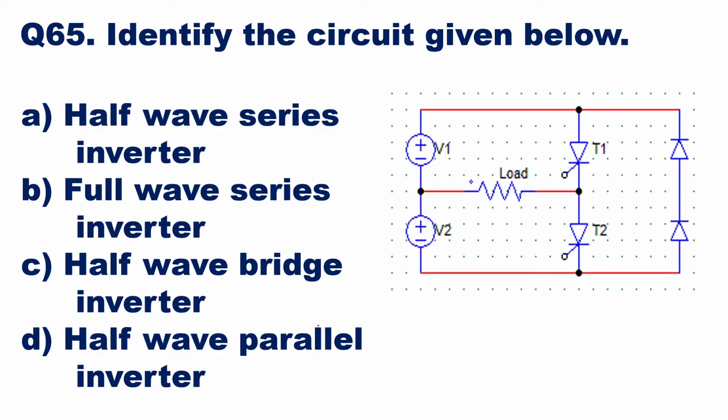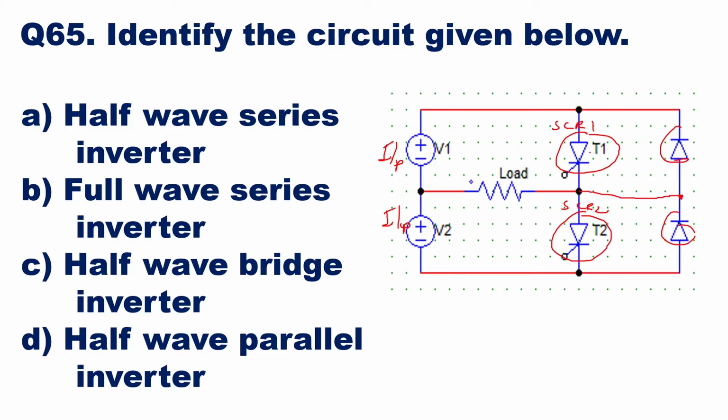Identify the circuit given below. Now in this circuit, we see two SCRs and we see two diodes. So two SCRs are going to work as your half bridge inverter. Here you can have your input. This is your input. This is also input. So here you are having your SCR1. This is SCR1 and this is SCR2, and these are your freewheeling diodes.